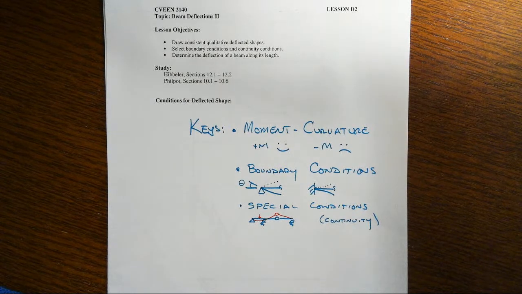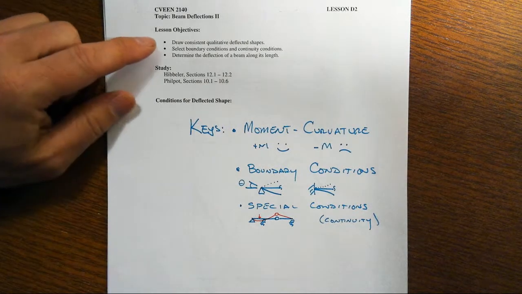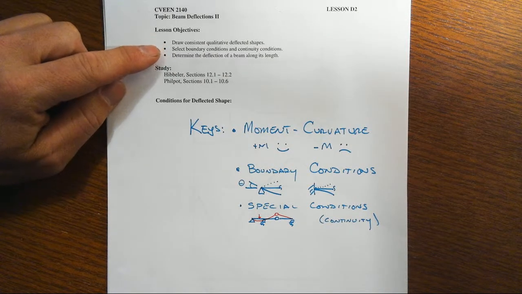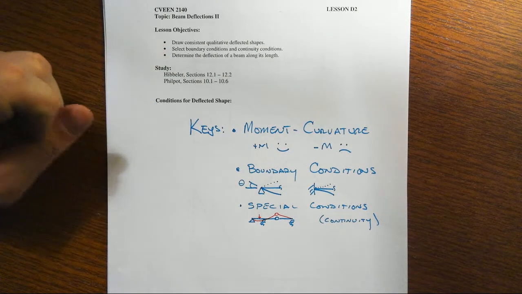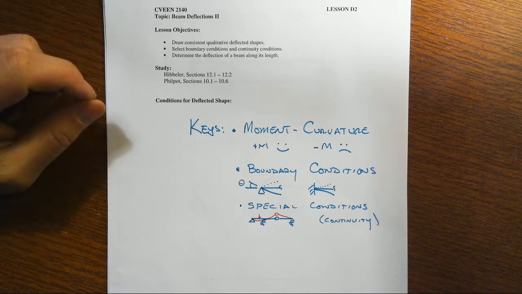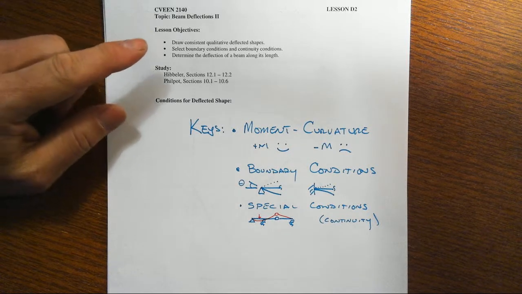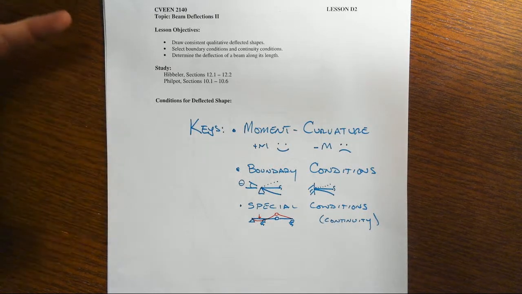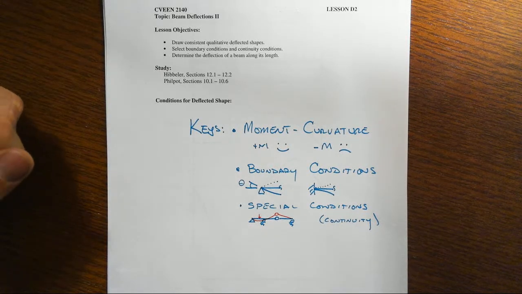For our second lesson in beam deflections, we're going to learn how to draw consistent qualitative deflected shapes. We'll talk about boundary conditions and continuity conditions, and we'll also have more practice at determining the deflection of a beam along its length, finding maximum deflections, and those sorts of things.